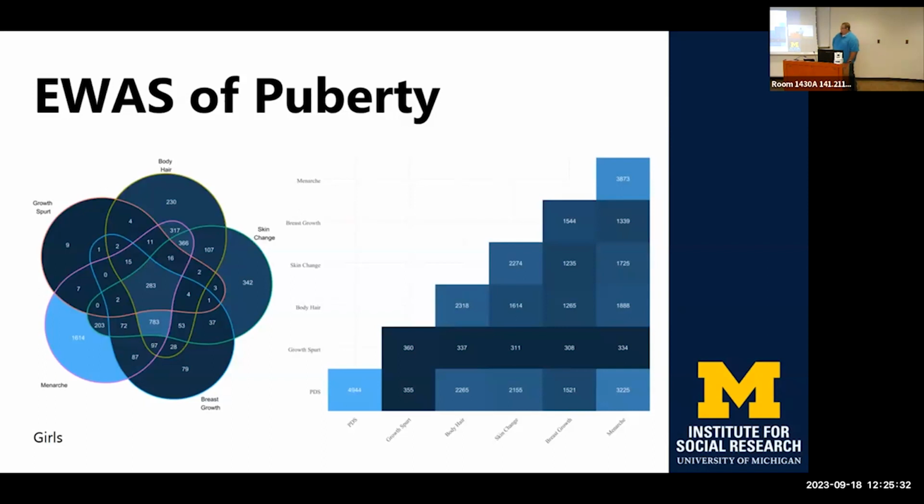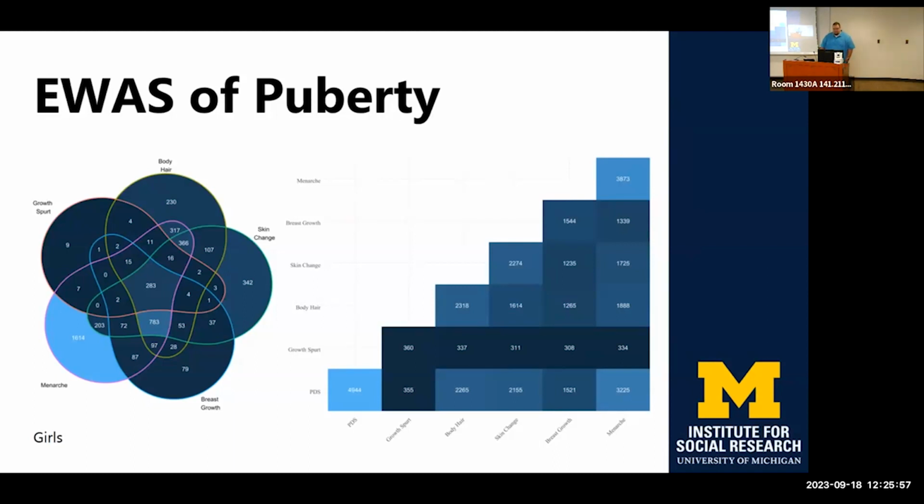This is an EWAS of those different puberty items individually that I talked about. If you look at the figure on your left, the Venn diagram over there, these are the different items for girls. And if you look in the very center of that figure, we see that there are 283 probes or loci on the genome that are actually significantly associated with all 5 of these items, which we thought was kind of cool.